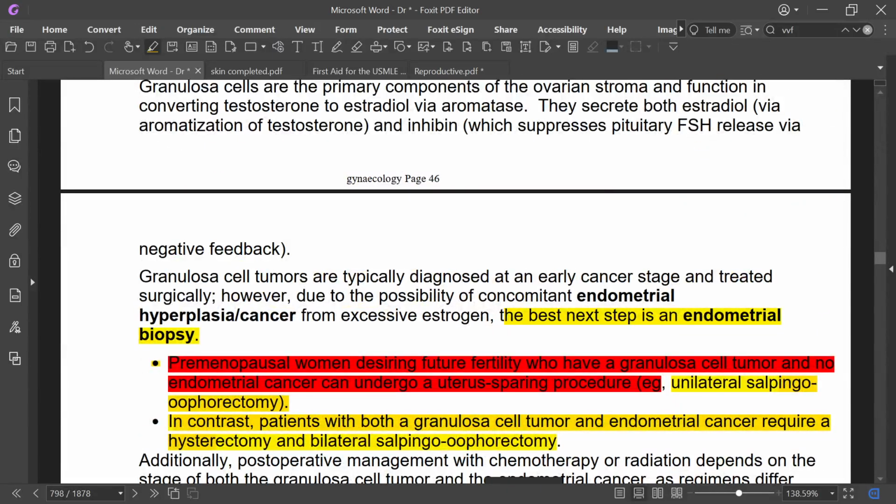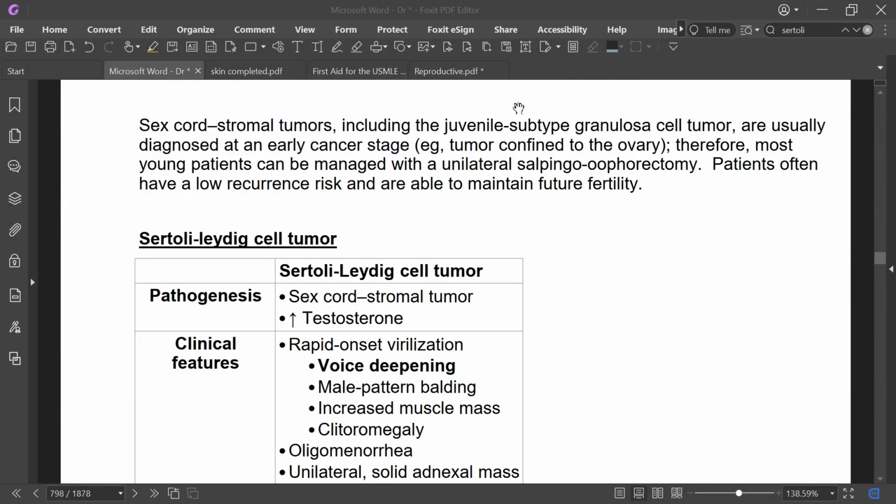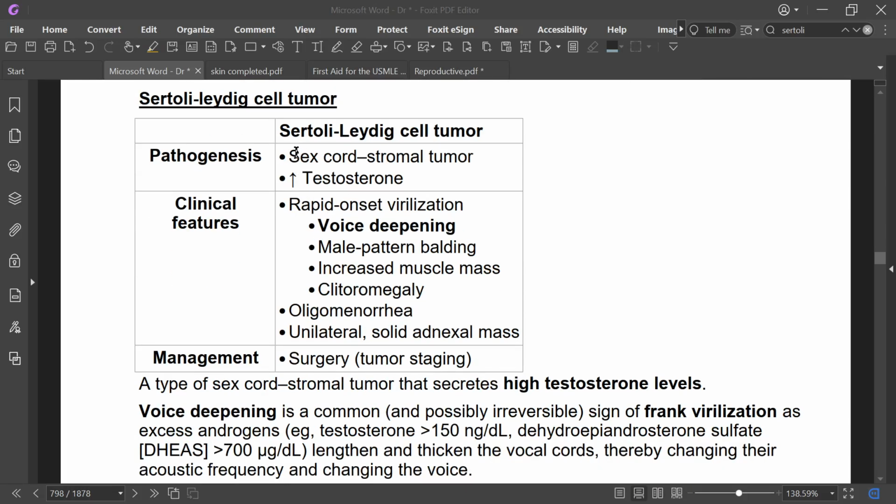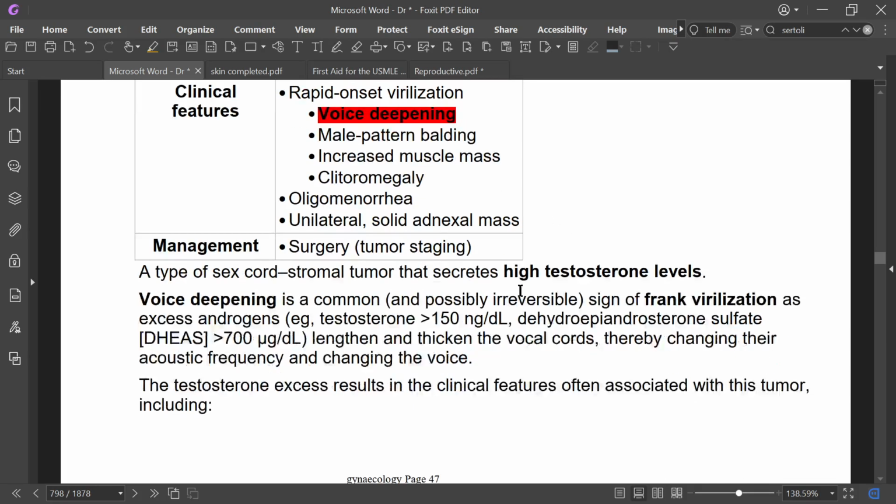By seeing the inhibin level. Now, Sertoli-Leydig cell tumor. This is a sex stromal tumor. There is increased testosterone. Rapid onset virilization, voice deepening, increased muscle mass, clitoromegaly, oligomenorrhea. Voice deepening, oligomenorrhea, clitoromegaly may happen. Surgery.